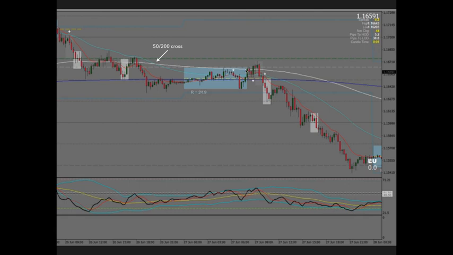Okay, shift below the 13, and this is not our entry yet though, right, because we don't have our TDI confirmation. So our TDI confirmation comes on this candle right here. And that's what we get, the cross below the signal line, below the market baseline. Okay, so that is your TDI confirmation.